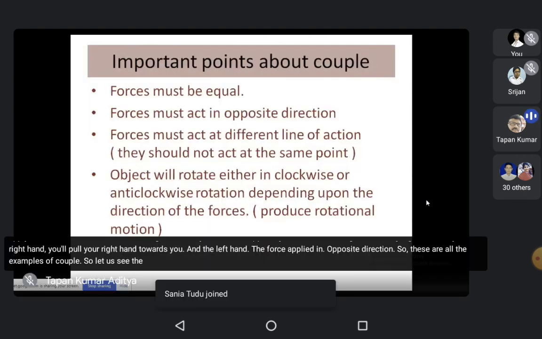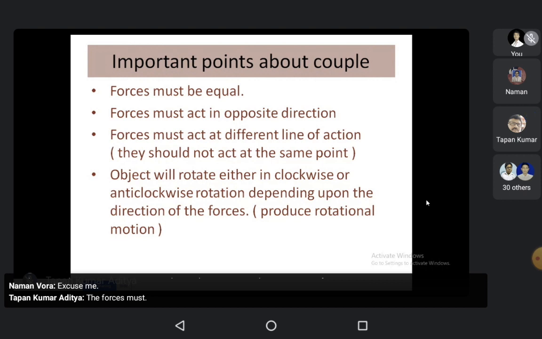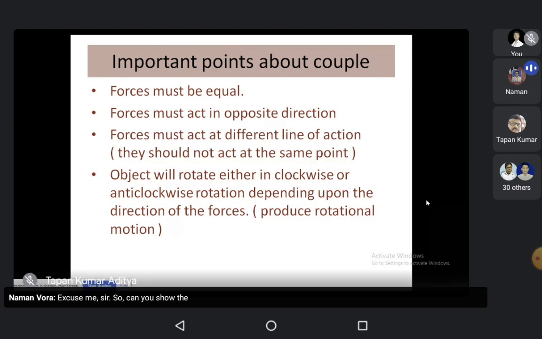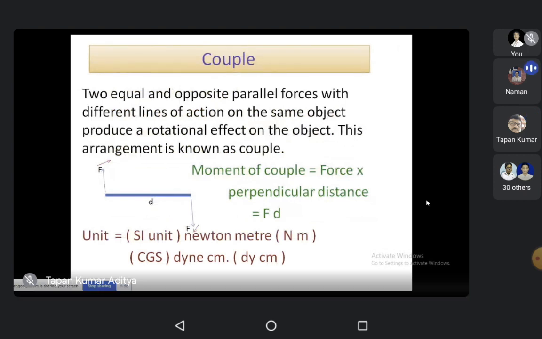So let us see the few important points about couple. Number one, you can see on the screen. Forces must... Sorry. Excuse me, sir. Sir, can you show the previous slide for 1 second? Yes, sir. Done.